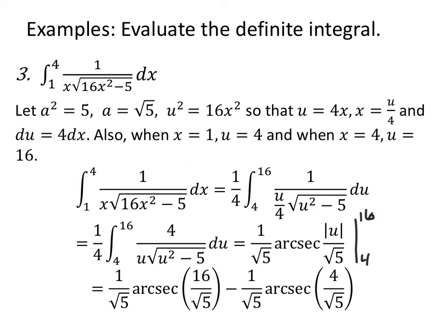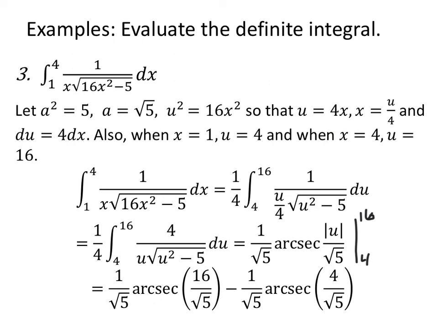And our last example. The integral from 1 to 4 of 1 over x square root of 16x squared minus 5. Alright, because of the variable outside, because of the order of subtraction inside the radical, I know this is the arcsecant form. So I'm going to let a squared be my 5, then a is square root of 5, a is always positive. Let u squared be 16x squared, so that u equals 4x. X equals u over 4, I'm going to also make a substitution here. And the derivative of u is 4 dx.